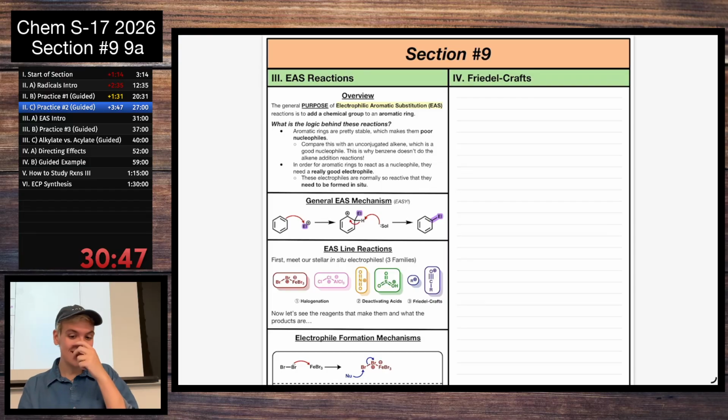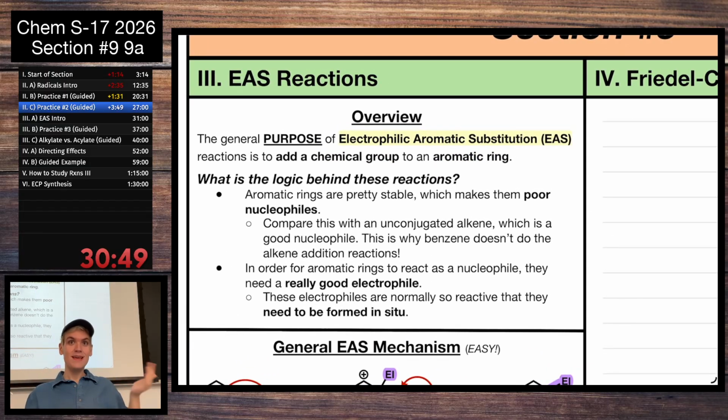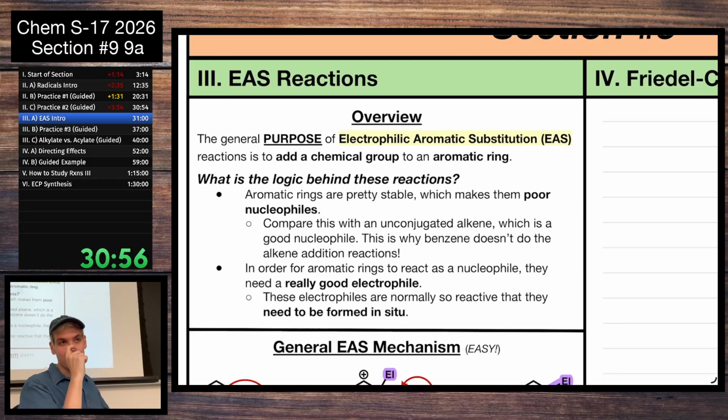EAS reactions, electrophilic aromatic substitution. This was our main reaction family for lecture yesterday. And the purpose of EAS reactions is to add stuff to benzene. Now, in a reaction, we need nucleophiles and electrophiles, right? Benzene has a lot of electrons because it has resonance, but it's not very reactive because it's super, super stable. It's aromatic, right? So benzene is a nucleophile, but it's a crappy nucleophile.